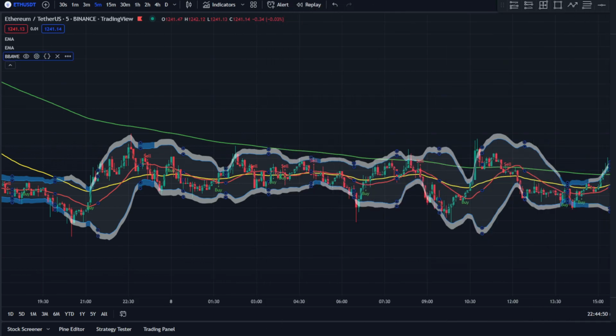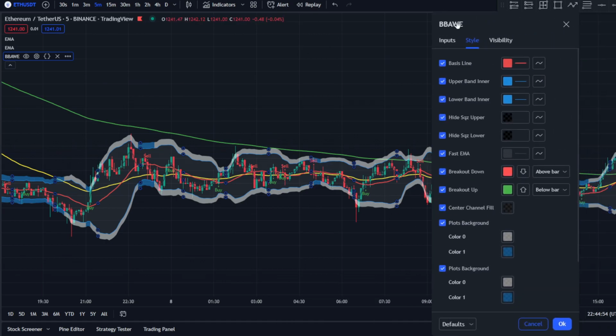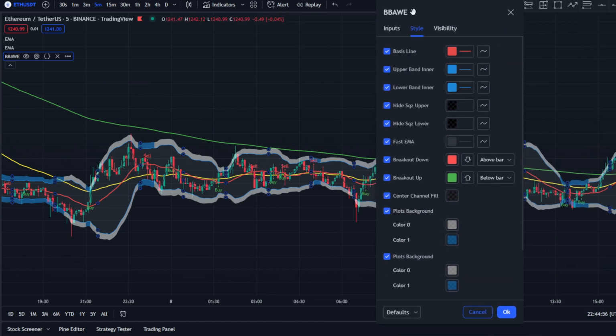Next up, you can see your BBAWE indicator is very messy, so there's certain things you want to avoid and just remove. So you want to remove the basis line, the upper and lower bands, higher squeeze, fast EMA, and you can remove the center fill as well.